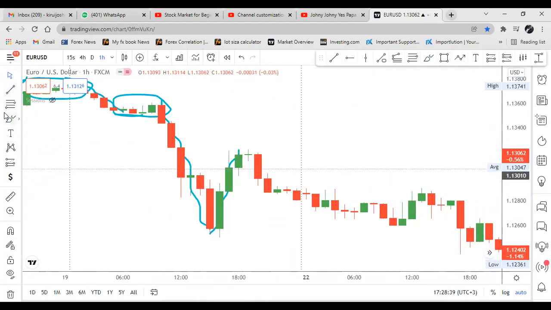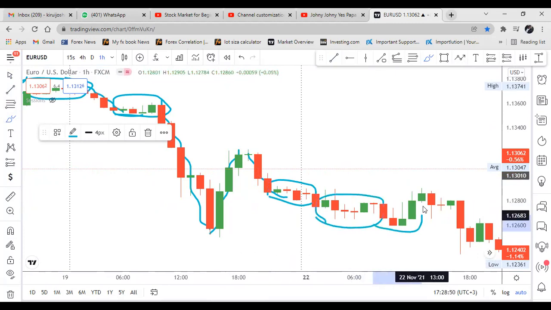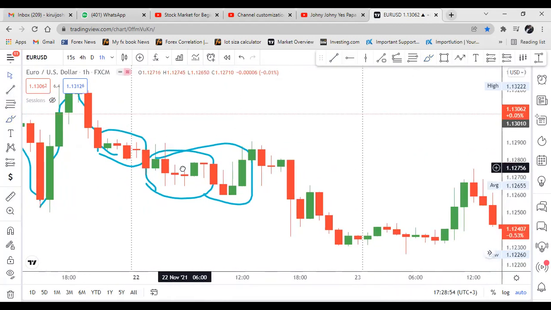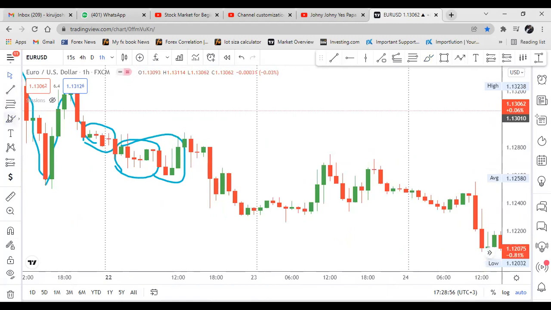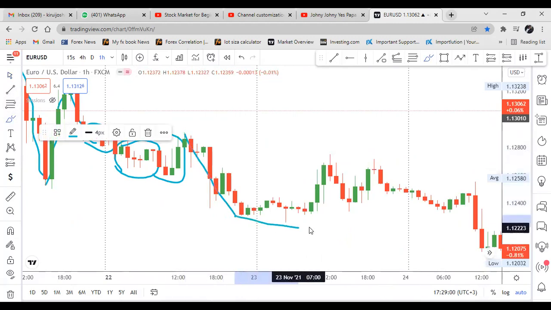So it came to this high here and made this bearish move. Then after that bearish move, there was this consolidation, a small bearish move, consolidation, even to this place, just consolidation. Then after this consolidation, the market did a bearish move from this high to this low, and reaching this low here, it did a consolidation.